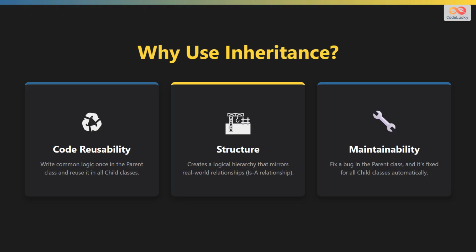So, why should you use inheritance? First, it promotes code reusability. You write the common logic once and reuse it everywhere. Second, it provides a clear structure that mirrors real-world relationships. And third, it improves maintainability. If you fix a bug in the parent class, that fix automatically propagates to all child classes.